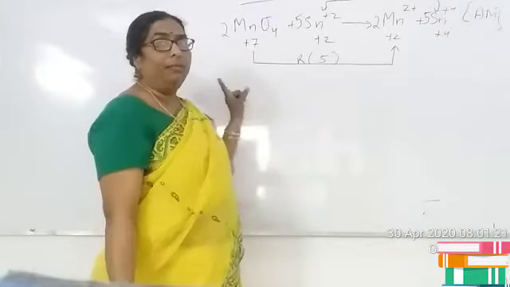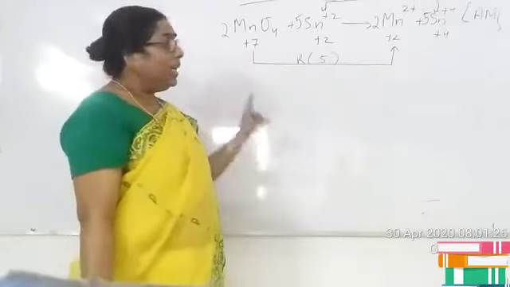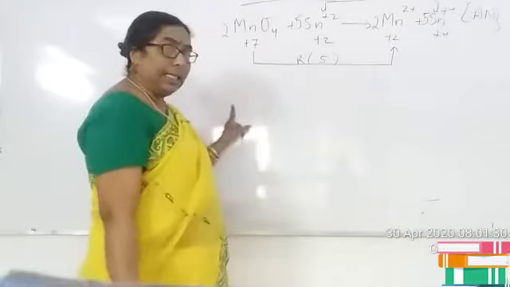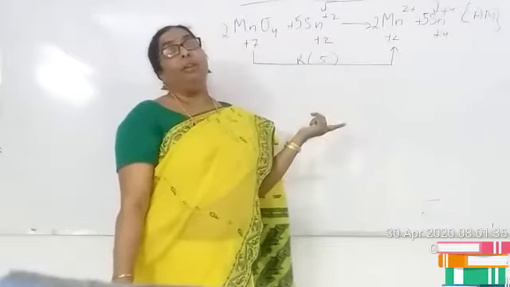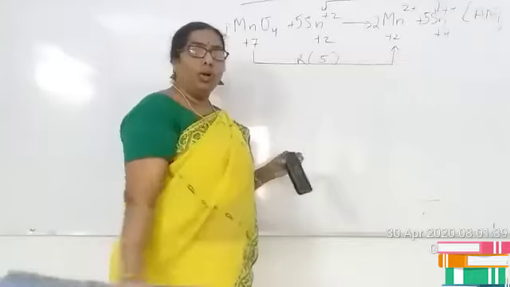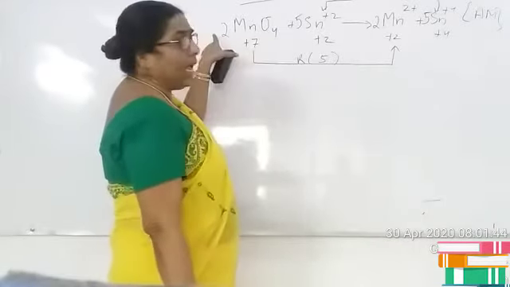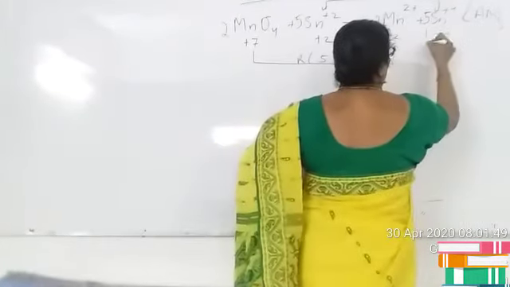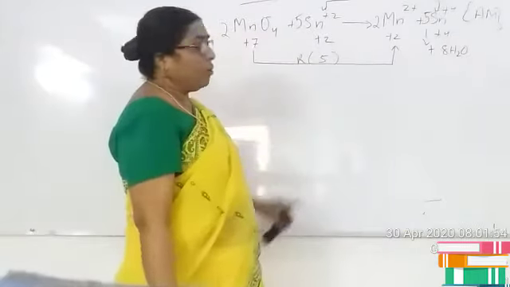So what we have done: first we calculated the oxidation number of the different ions involved, then we marked the oxidation and reduction process, and as the third step we calculated the difference in the oxidation state and then multiplied it by the reverse reaction. Okay, now let us balance the oxygen atoms as in the previous method. Here you can see that 8 oxygen atoms are present on the reactant side. So let us add 8 molecules of water on the product side. Okay, we added 8 molecules of water.